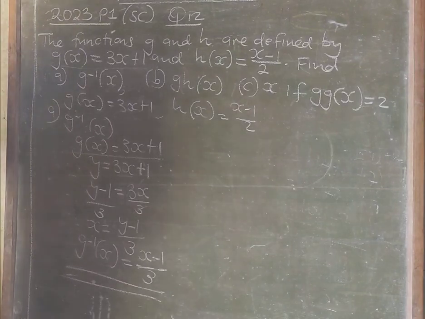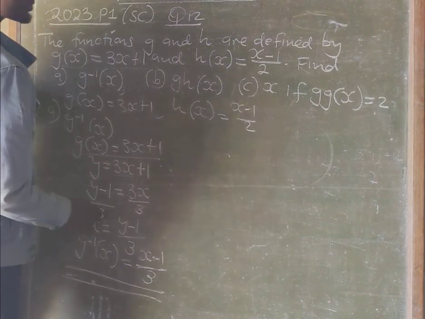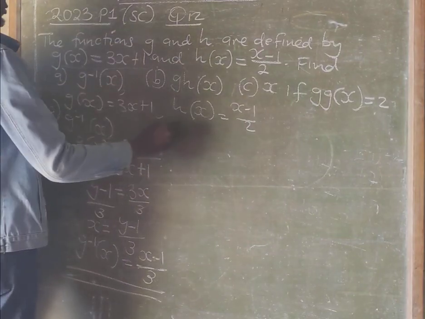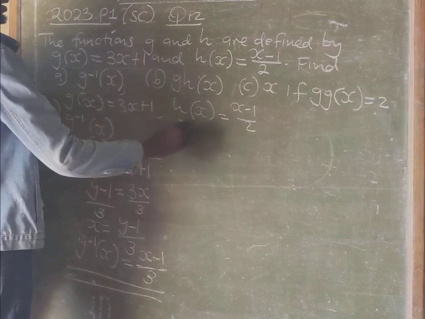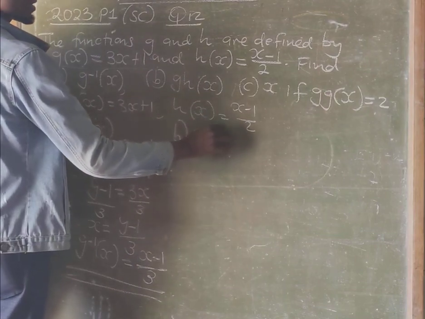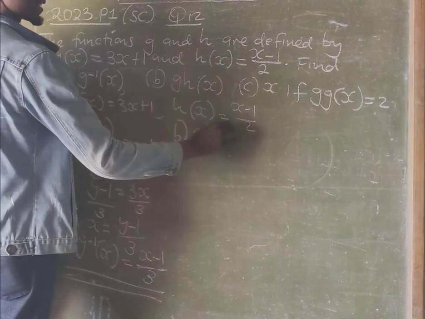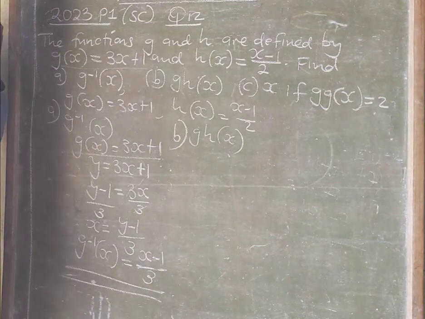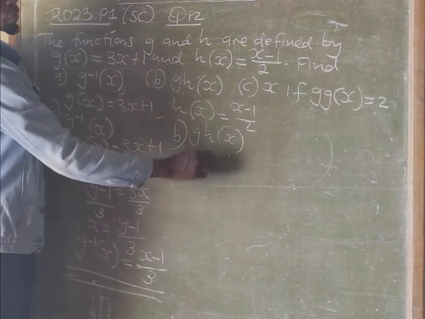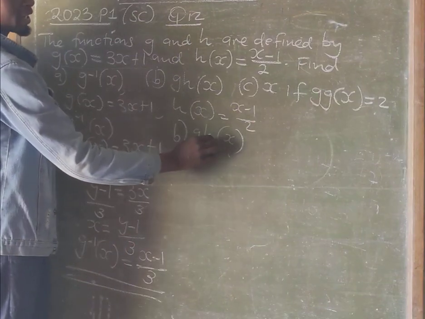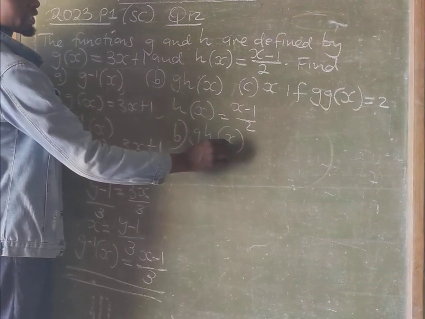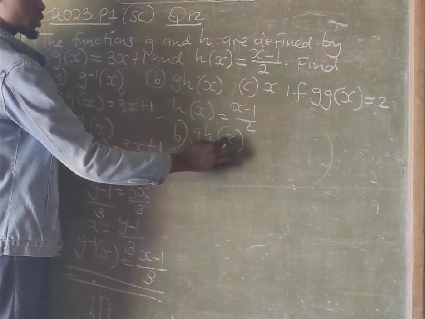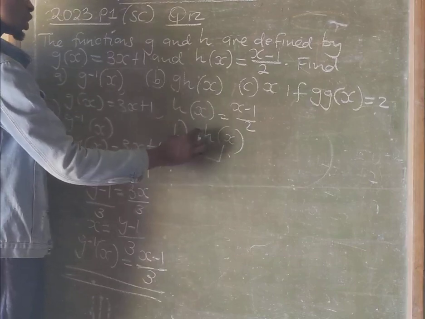Second question, part b: g of h of x. What does it mean? It simply means you are replacing the function h of x into g. You are going to replace this function into g, where there's x.